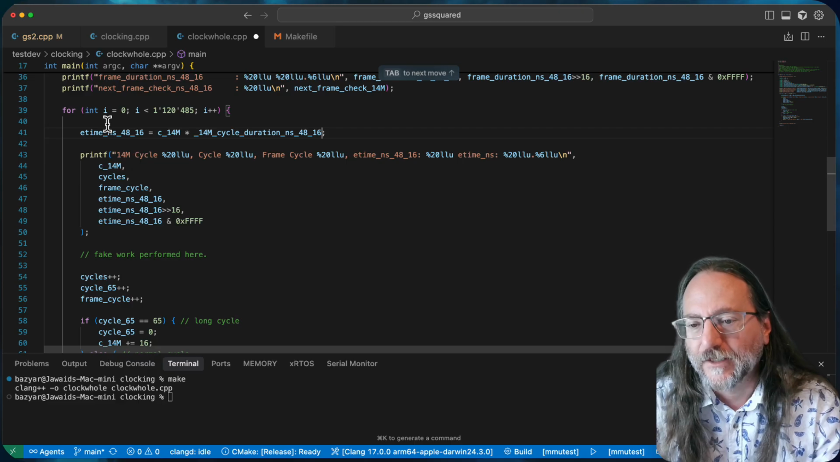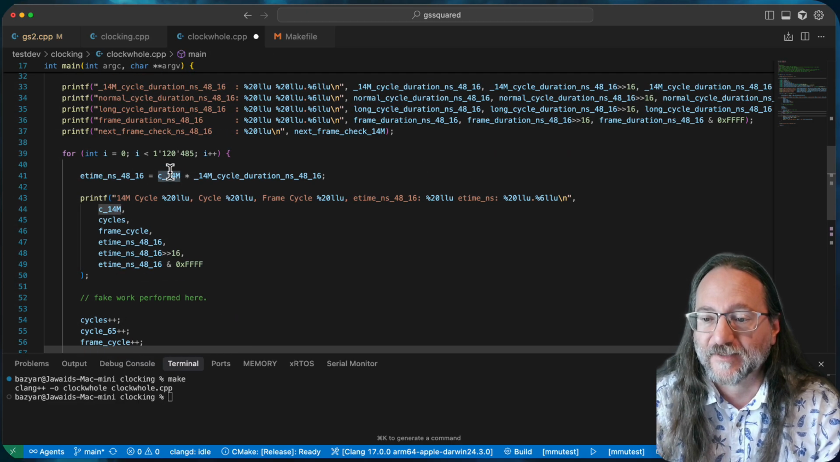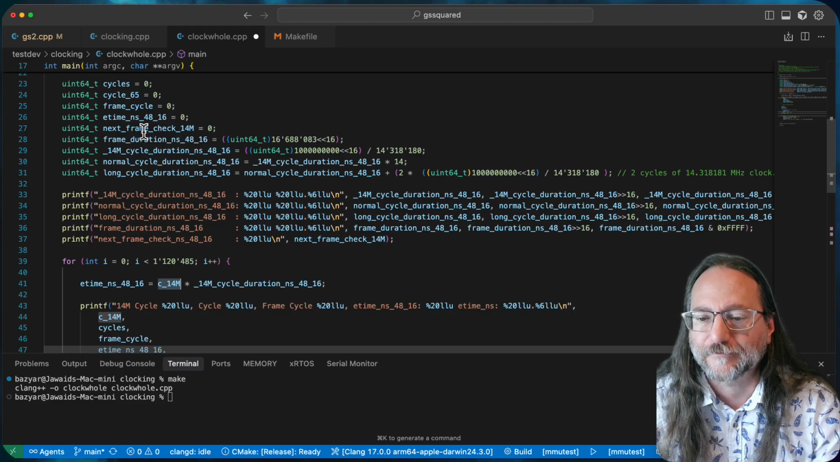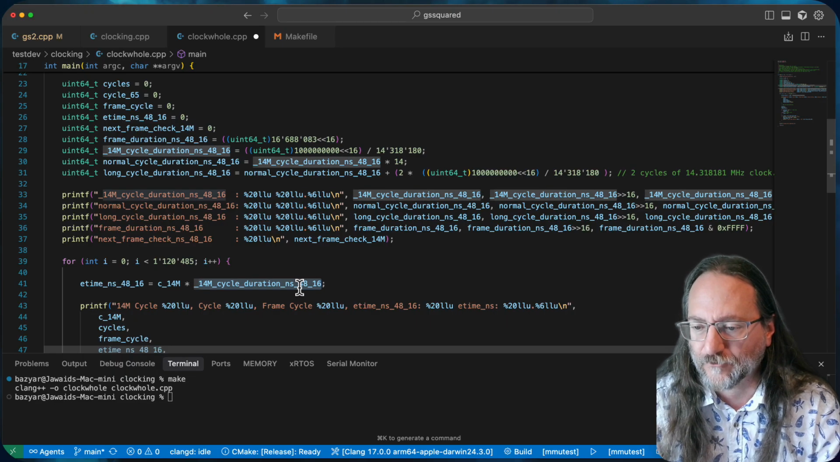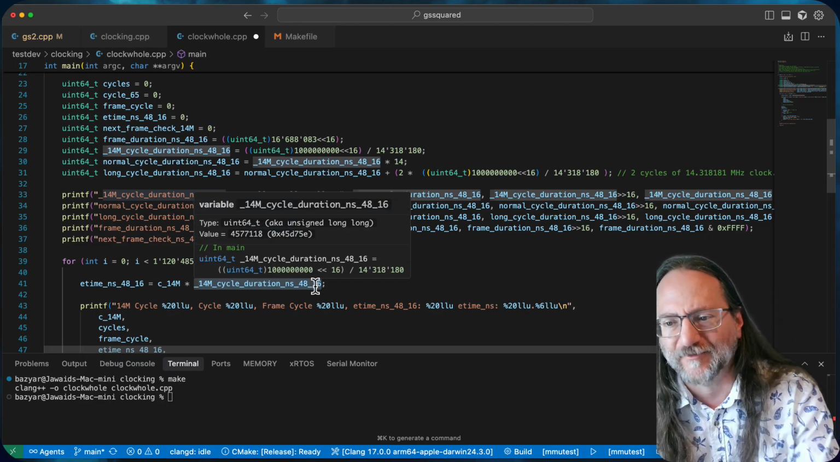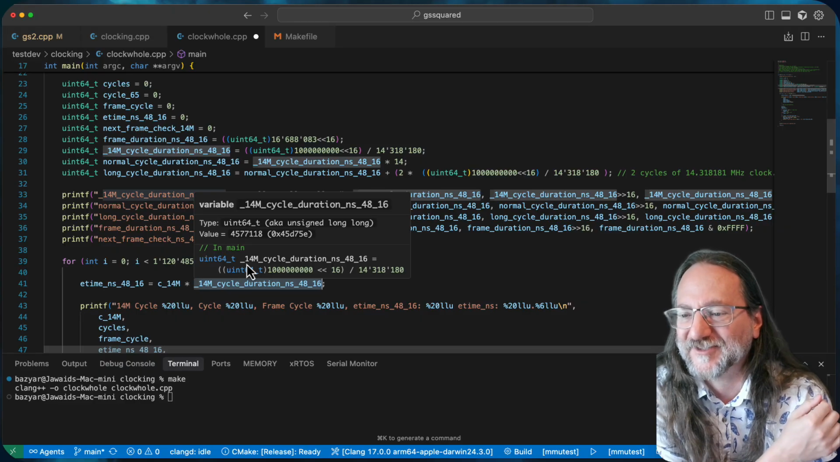Okay, so E time. In fixed point, C14M is calculated as, that's integers, sorry, this figure is calculated as a 4816. And that's why I'm using these long names on here, to help me keep the decimal place straight.